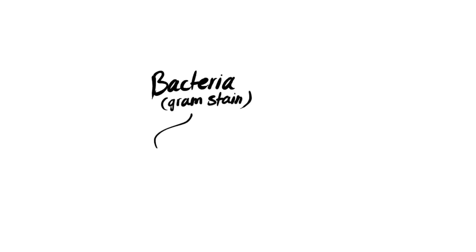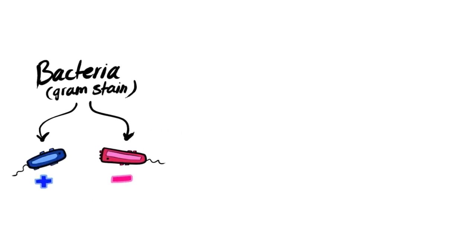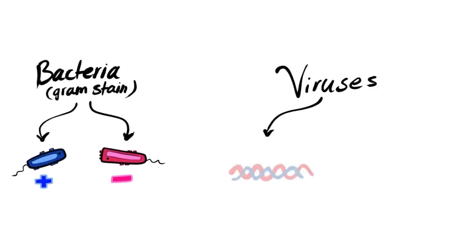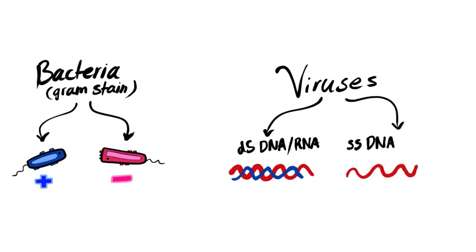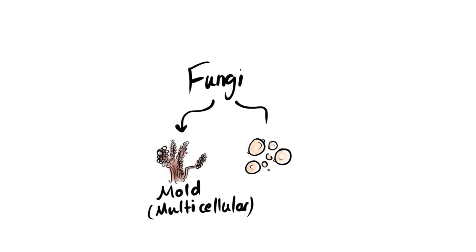Generally, we divide the organisms, these bacteria, viruses, and fungi, according to their characteristics. So in bacteria, we use gram stain, either positive or negative, to categorize them. In viruses, we depend on their genome, DNA or RNA, whether it's single-stranded or double-stranded, to categorize them. In fungi, they're either divided into molds, which is multicellular, or yeasts, which are unicellular.